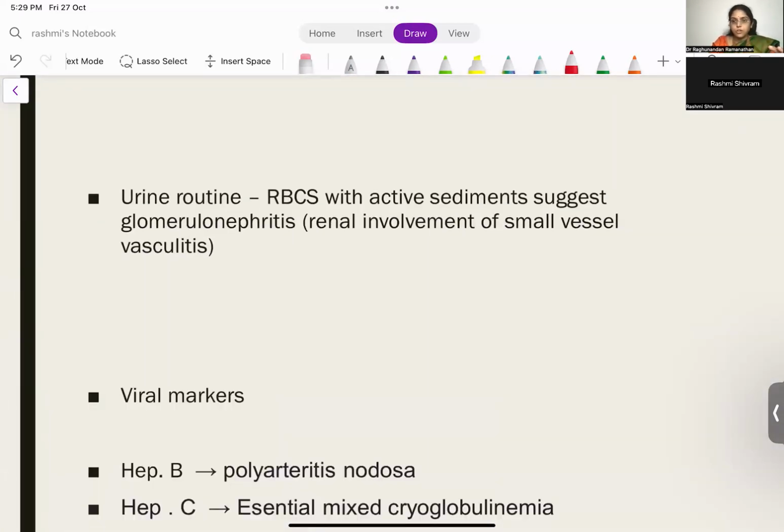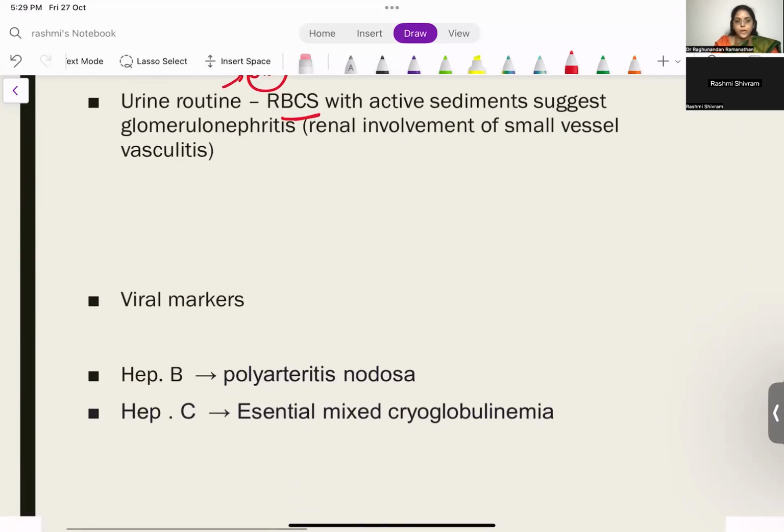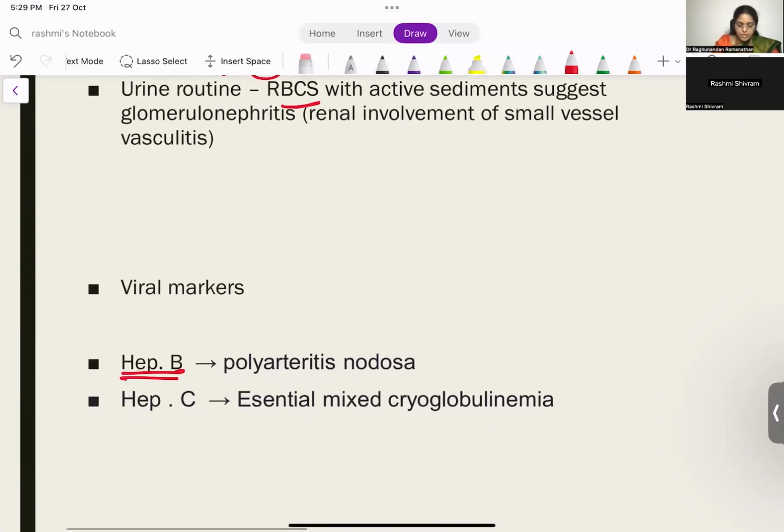Why do we need to check the urine routine? We need to see that because of involvement of renal pathology causing glomerulonephritis. So the patients can have proteinuria and hematuria. We already know viral markers are very, very important. Hepatitis B, polyarteritis nodosa. Hepatitis C, essential mixed cryoglobulinemia.